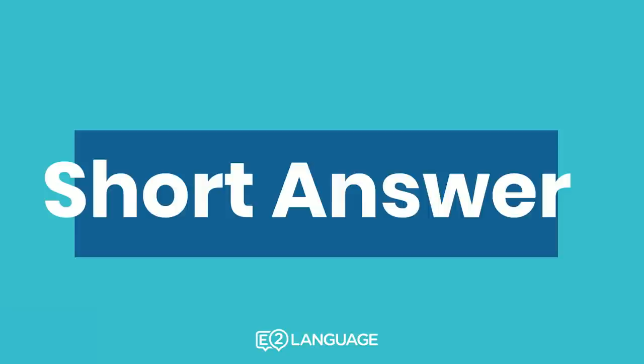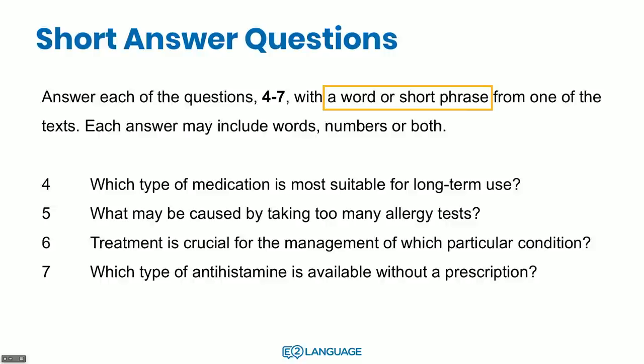So it says, answer each of the questions, 4 to 7, with a word or short phrase from one of the texts. Each answer may include words, numbers, or both. In other words, you might have a word or a couple of words or a word and a number or a number and a word, etc. Let's take a look at each of these questions.